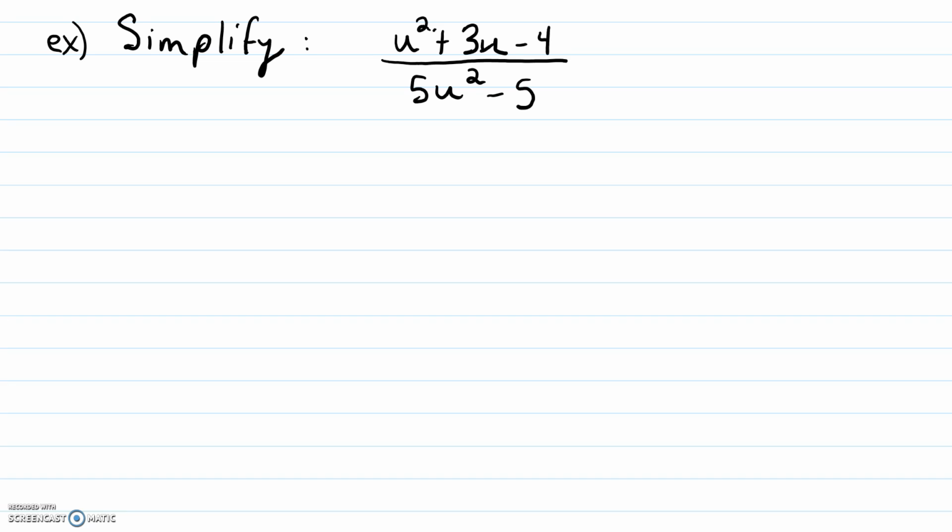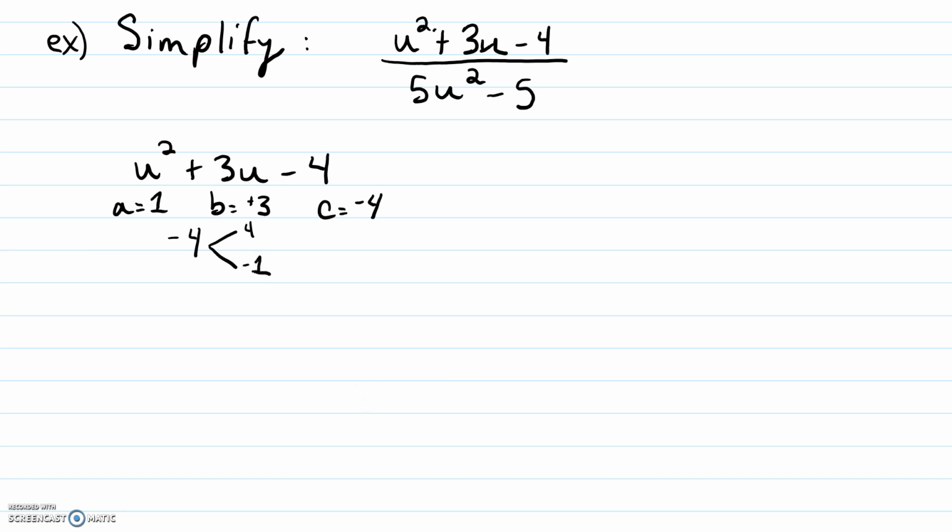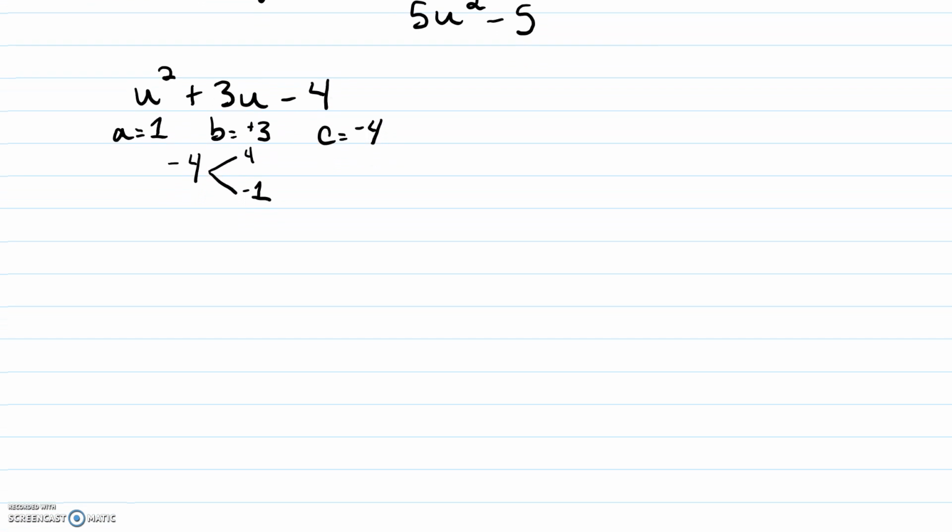So let's take our numerator, u squared plus 3u minus 4, and factor that down. Using whatever factoring techniques you're most comfortable with, go ahead and factor this. Always check for a GCF. This one does not have one. So factoring, I like to take a times c, negative 4. Two factors of negative 4 whose sum is a positive 3. So I'm going to use 4 and negative 1, that's what's going to work there. Multiplied together they give you a negative 4, added together they give you a positive 3.